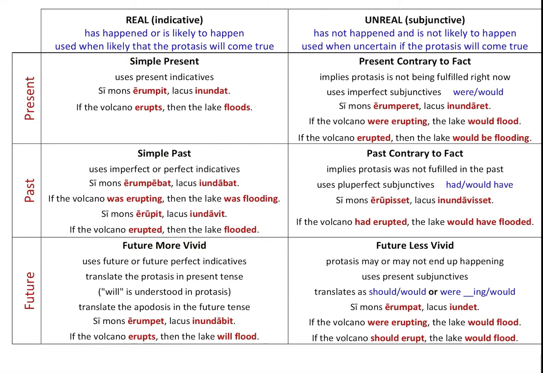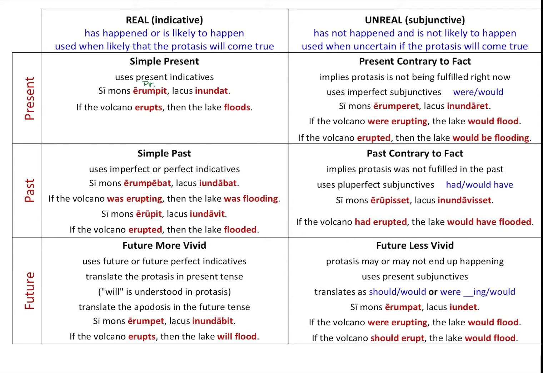Simple present. I'm going to erase this so we can make some marks. Simple present. It uses present indicatives. So if I said, si mons erumpit, this is, remember, just regular present indicative tense. Lacus inundat. So both of the apodosis and the protasis, both of them take a present indicative. Super easy. It's everything you've known before. So I'm also going to tell you, mons means mountain, but the Romans didn't have a word for volcano.